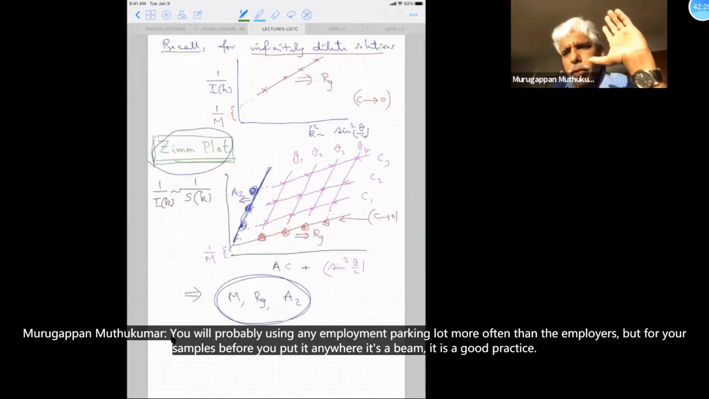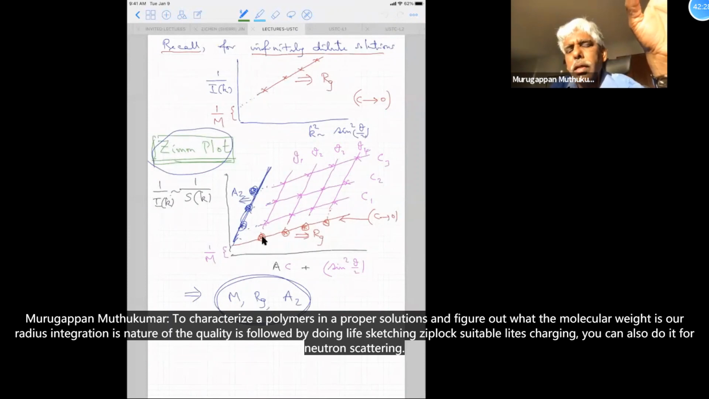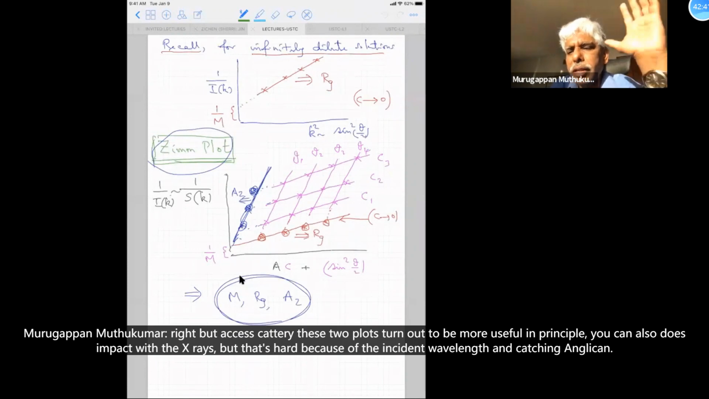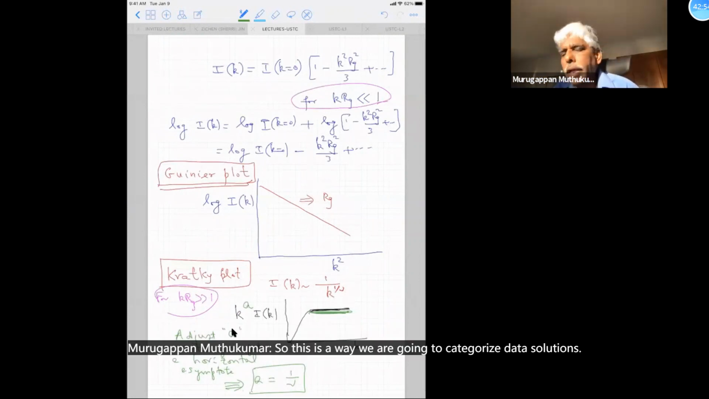But for your samples, before you put them in your X-ray beam, it is a good practice to characterize a polymer in appropriate solutions and figure out what the molecular weight is, the radius of gyration is, and the quality of the solvent by doing light scattering. Zimm plot is suitable for light scattering. You can also do it for neutron scattering. For X-ray scattering, these two plots turn out to be more useful. In principle, you can also do Zimm plot with X-rays, but that's hard because of the incident wavelength and scattering angle you can have. So this is the way we are going to characterize dilute solutions.